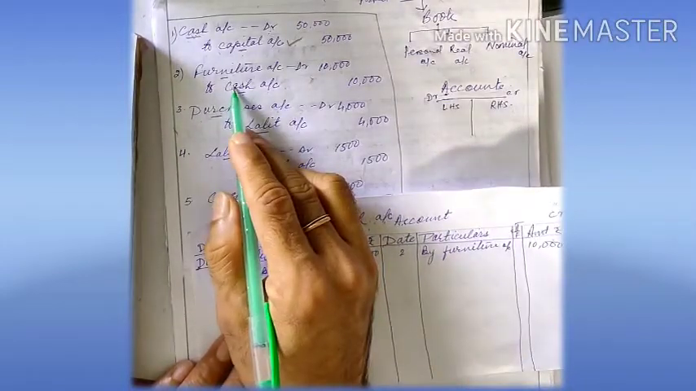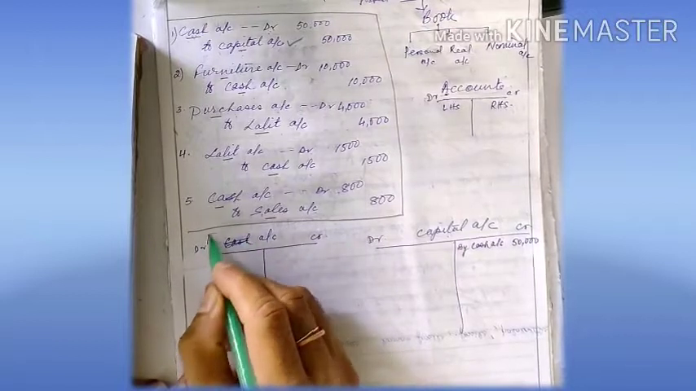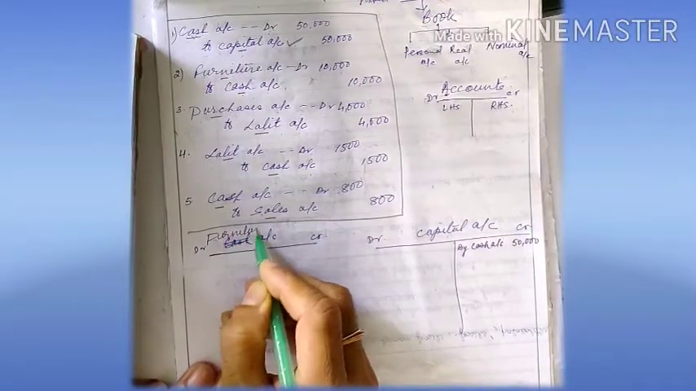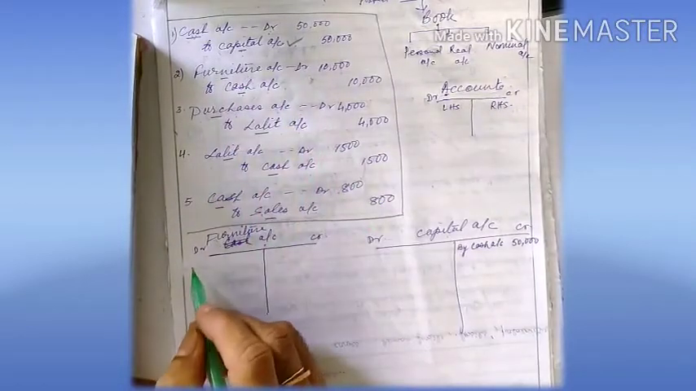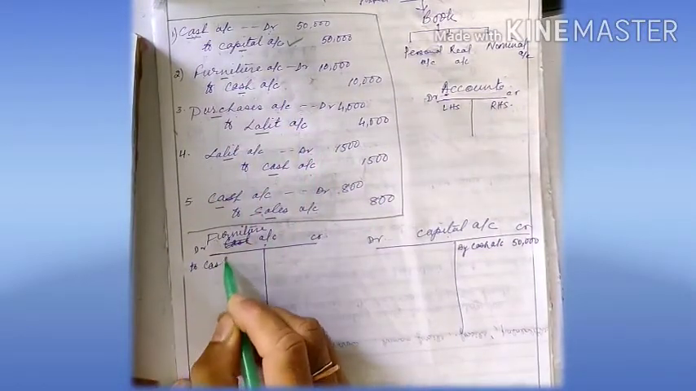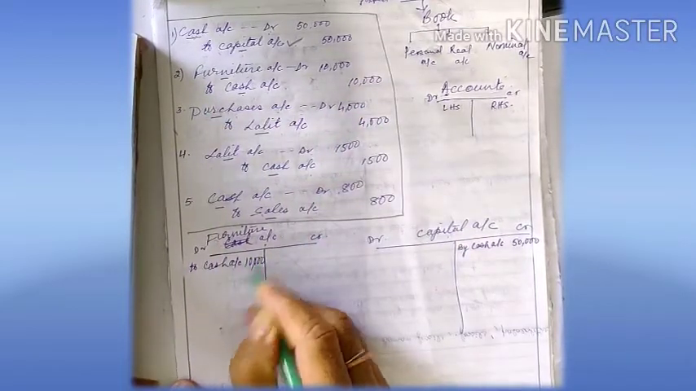Then again another entry will be in the furniture account. So let's make this as furniture account. Your furniture account is debit. So let's come to the debit side and write down to cash account and the amount is 10,000.